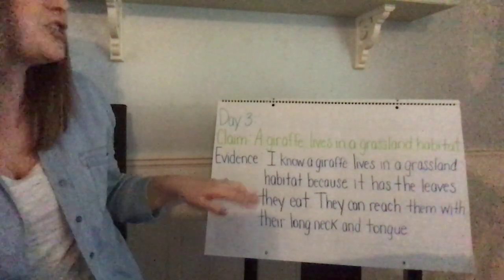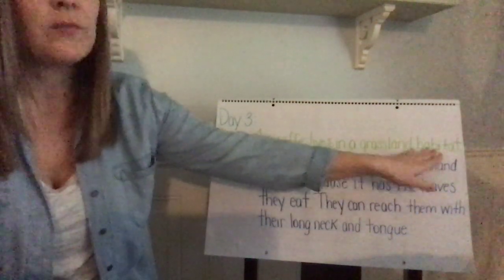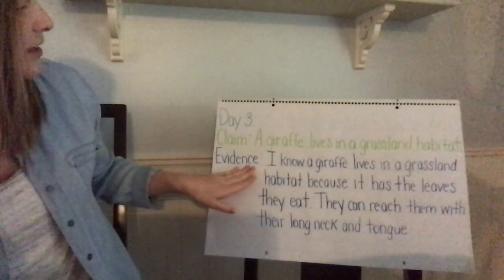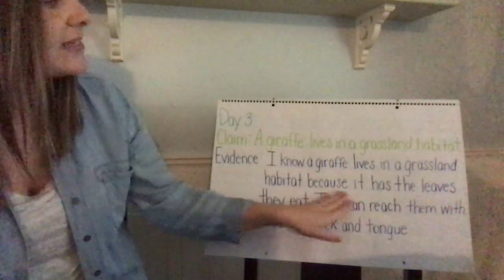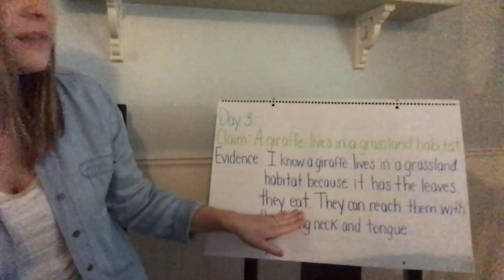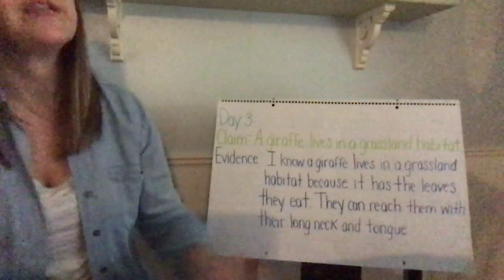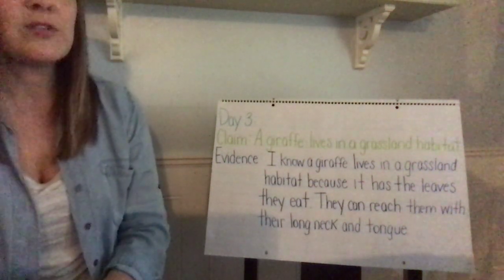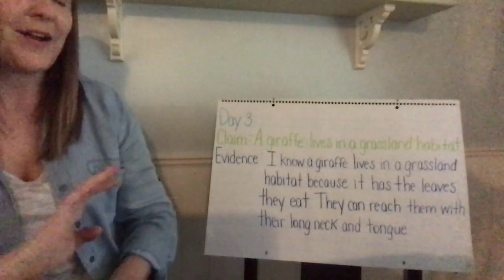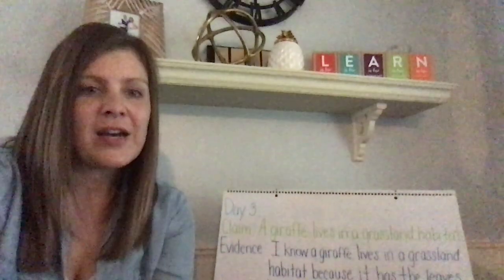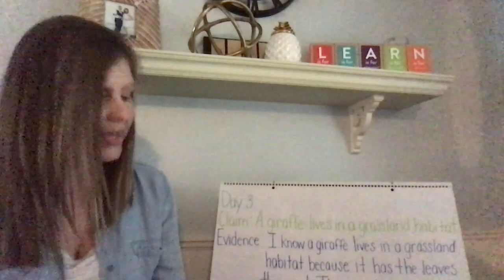And I had someone share the claim that a giraffe lives in a grassland habitat, which is correct. And their evidence was they know a giraffe lives in a grassland habitat because it has the leaves they eat that are in the grassland habitat. They can reach them with their long neck and tongue. So giraffes have those long necks and tongues that they can use to reach the leaves that they eat. So great job there.